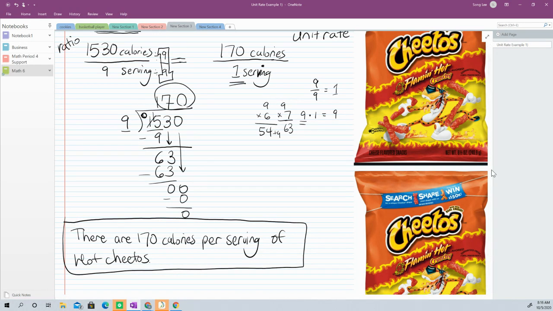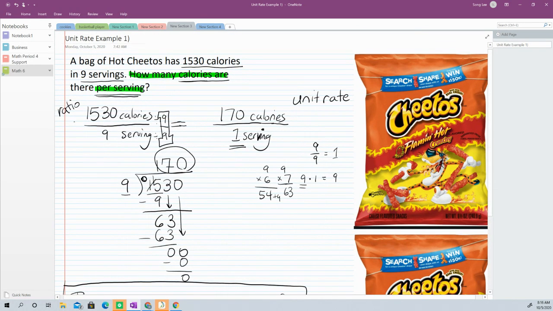Now let's review really quick. We set up our ratio. Our ratio was 1,530 calories divided by 9 servings, which is the comparison between the two numbers or quantities. And we found our unit rate. Unit rate, once again, is how much for 1. And that is how you find the unit rate.